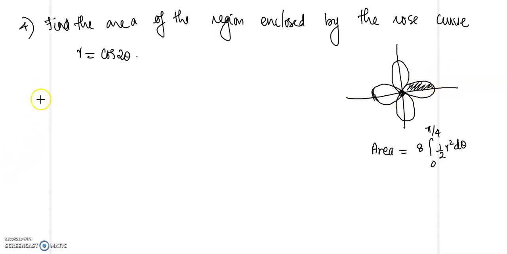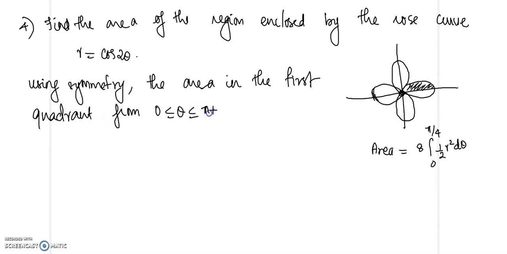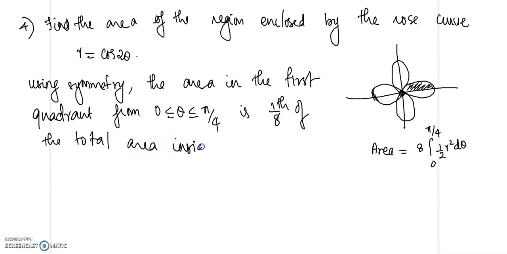Okay. So using symmetry, the area in the first quadrant from 0 less than or equal to theta less than or equal to pi by 4 is 1/8 of the total area inside the rose curve.